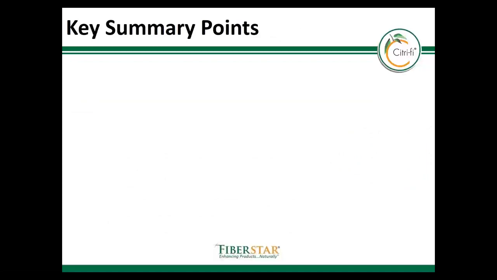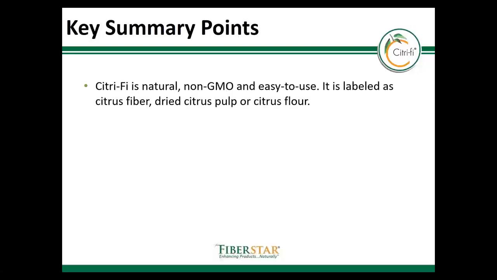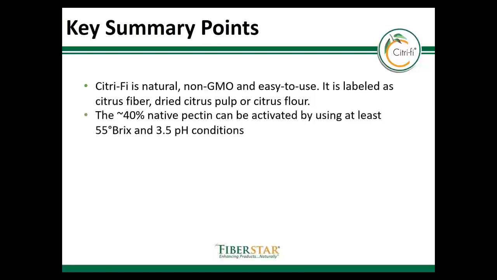Let's review a few takeaways from this video. Citri-Fi is a natural, non-GMO ingredient which is easy to use. It can be labeled as citrus fiber, dried citrus pulp, or citrus flour. The 40% pectin inside can be activated and is suitable for gelled fruit preparation and spreads. Gelling requires 55% brix and more, and low pH conditions.